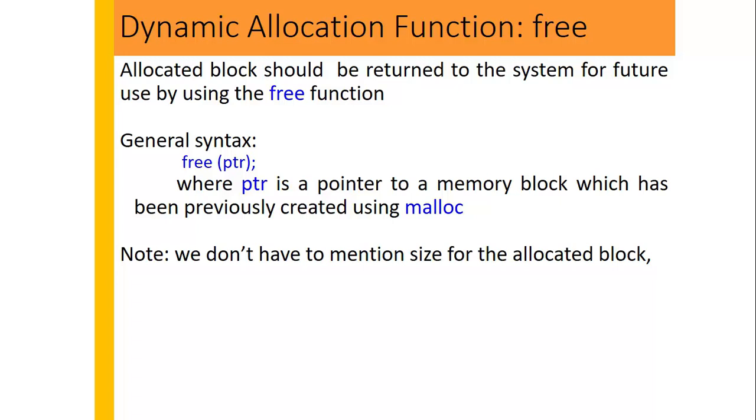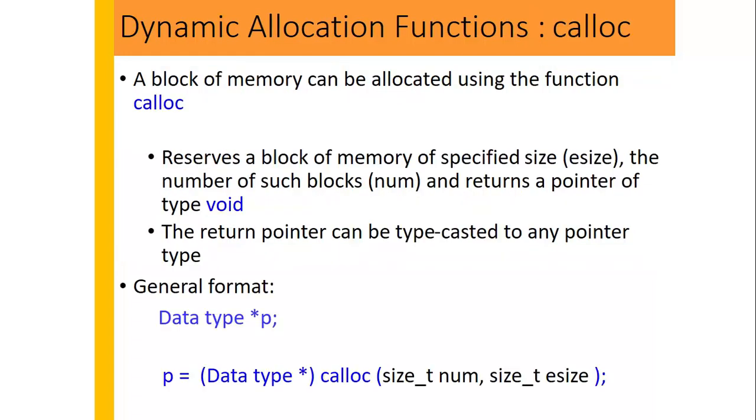Syntax for freeing or releasing the memory is free and the pointer, where ptr is a pointer to a memory block which has previously been created using malloc. Note, we do not have to mention the size of the allocated block. Just mention the pointer, it will automatically see till which memory location this pointer is going. It will deallocate all.